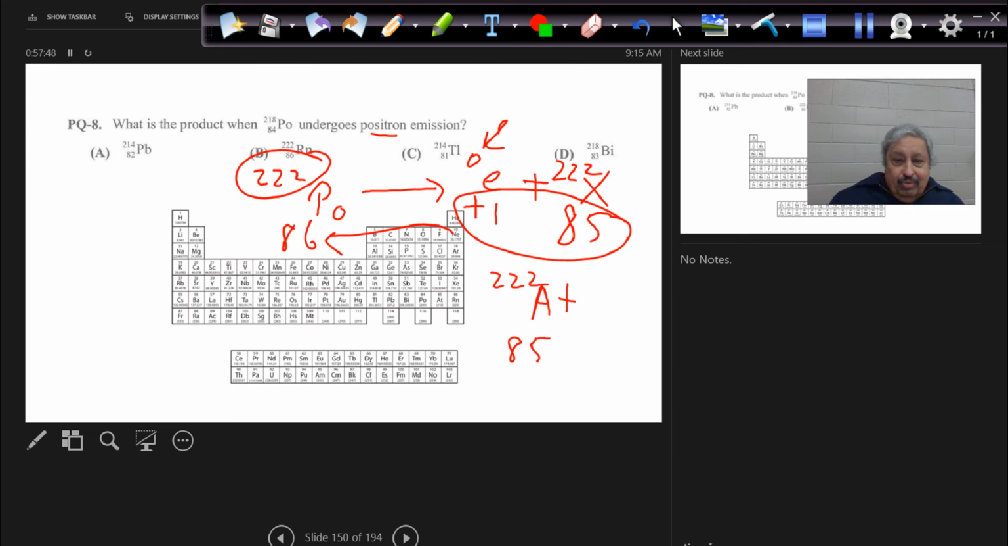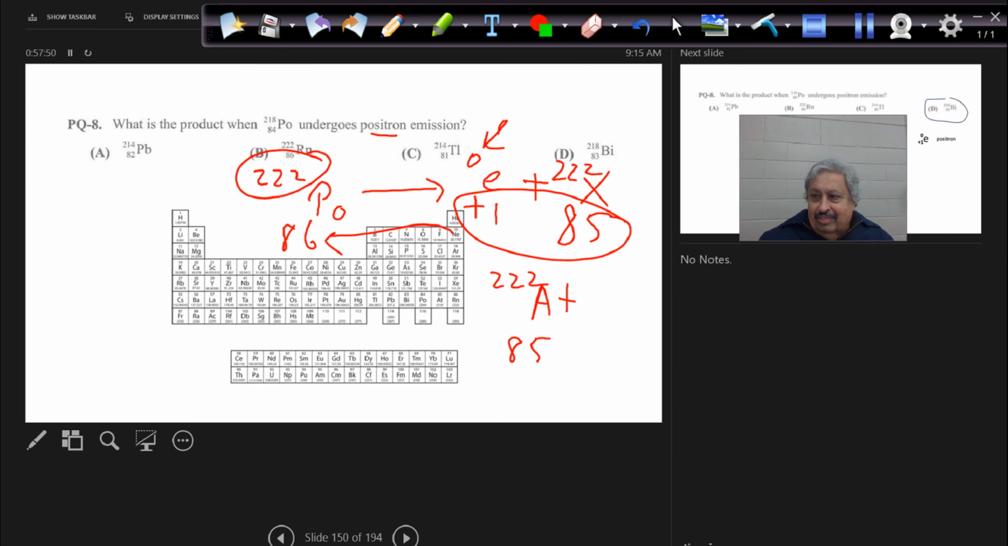So, where is this? We cheated on that answer, I think. Undergoes positron emission. Did I do this one correct? No, we did not. I'm sorry. This is my bad. I looked at this. That's 218. Yeah, I'm sorry. Thank you. It's Monday for me too.